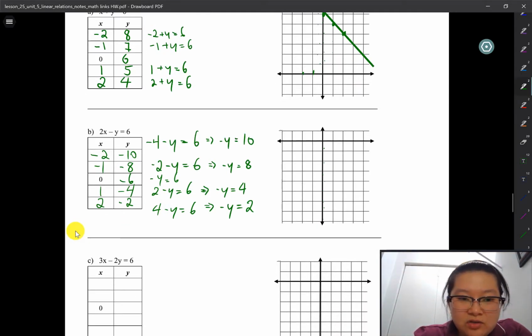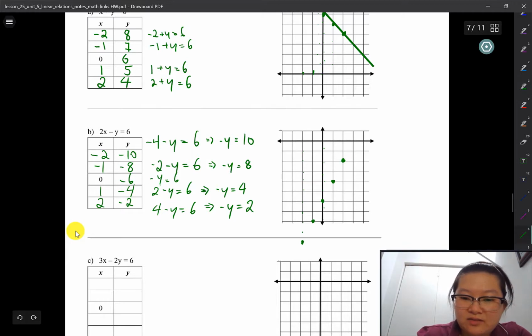So at negative 2, x is equal to negative 2. I have negative 10 for y. 1, 2, 3, 4, 5, 6, 7, 8, 9, 10. So somewhere over here. Okay, negative 1 is going to be 8. I believe it was 1, 2, 3, 4, 5, 6, 7, 8 over here. Okay, 0 is going to be negative 6. 1, 2, 3, 4, 5, 6. Okay, and 1 is negative 4. 1, 2, 3, 4. 2 is negative 2. 1, 2. Okay, here is my line.